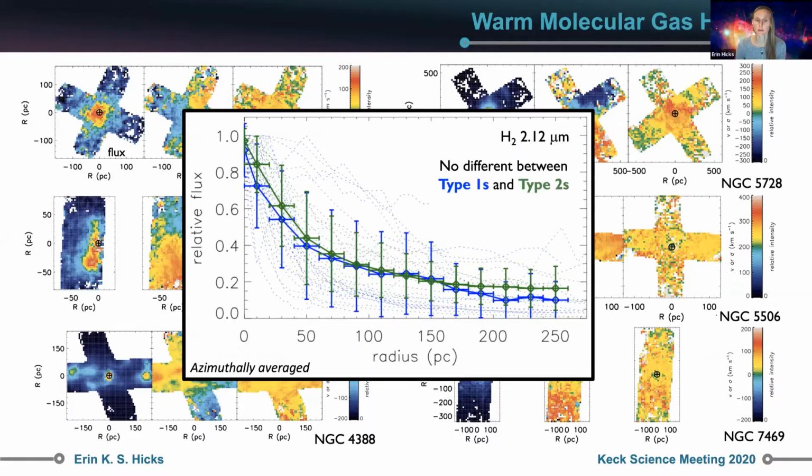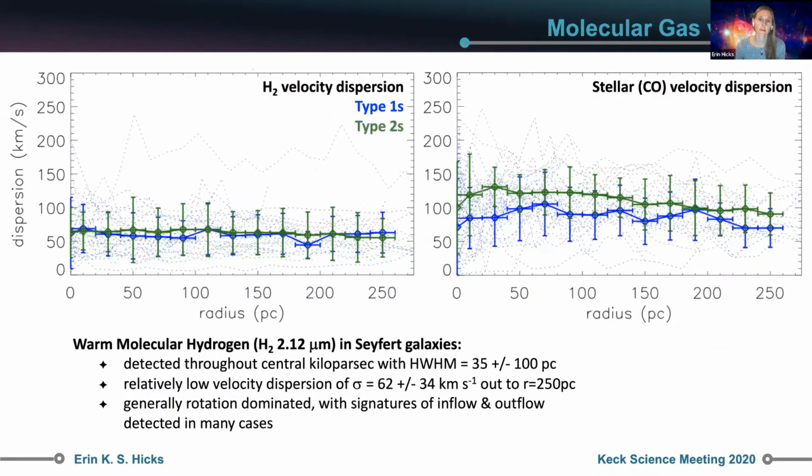Of note is that the KONA survey has 20 Seyfert type 1s and 20 Seyfert type 2s, so we're able to compare these two subsamples. We don't find any difference in these two subsamples as far as the flux distribution goes for the molecular hydrogen. Looking at the velocity dispersion, we find it's relatively low in the molecular hydrogen, around 60 kilometers per second. And again, no difference between Seyfert 1s and Seyfert 2s.